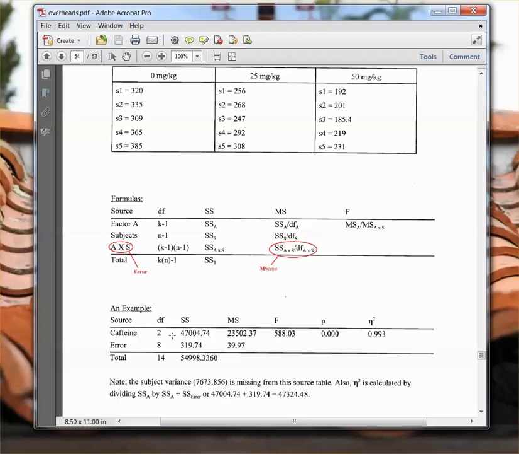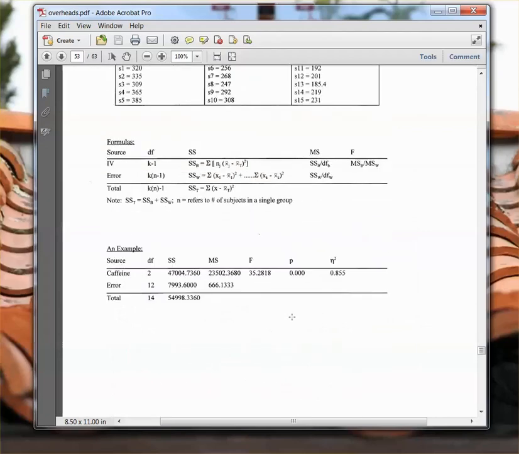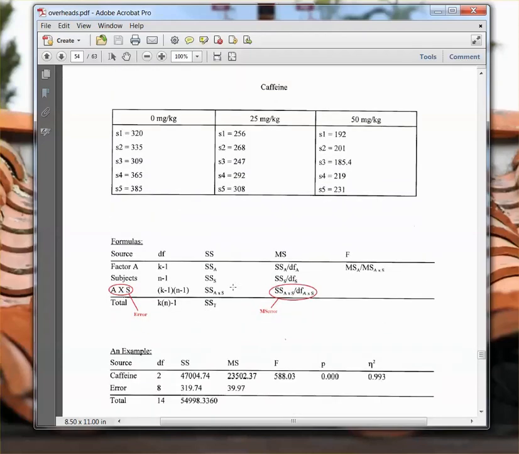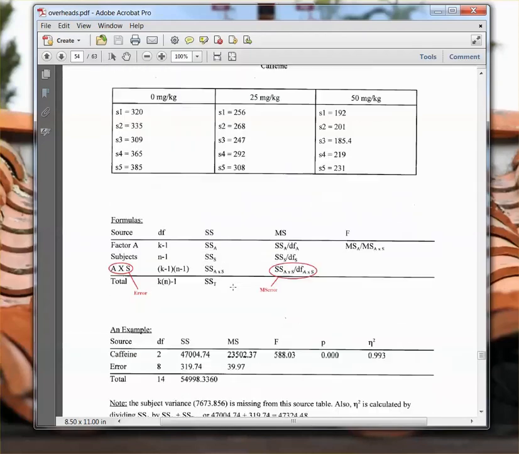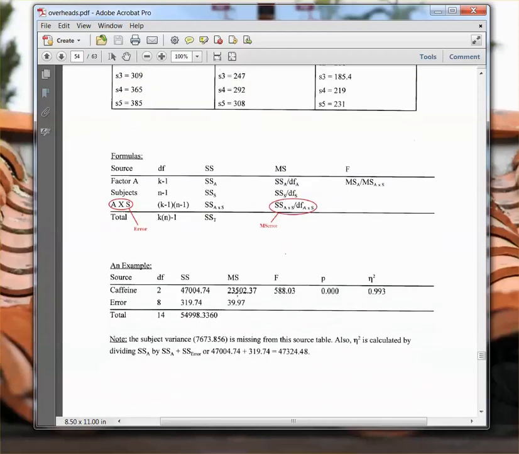So what this means, if you compare this analysis of variance, here's what we did, the same analysis on the same data as in the first example. What you'll notice is that the error term is much smaller. Look here, it's 39.97, and just for comparison, I'll scroll up, and up here, the error term was 666.133, and everything else is the same, right? And our F value, of course, gets a lot bigger, 588 versus 35, because that denominator is smaller. That denominator is smaller because the subject variability was taken out of the error term. It was removed, it was accounted for, removed, and discarded.